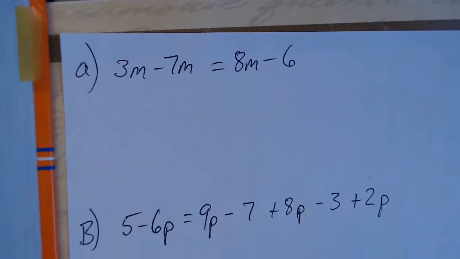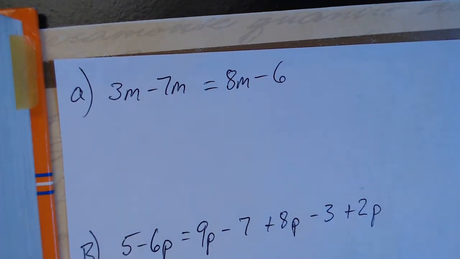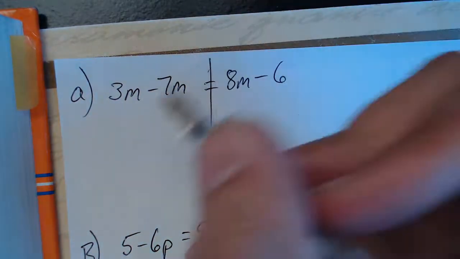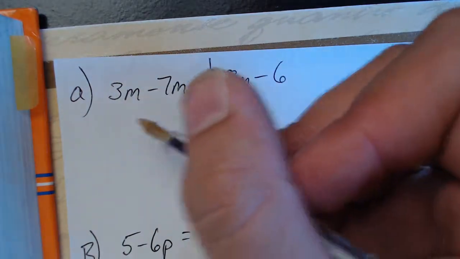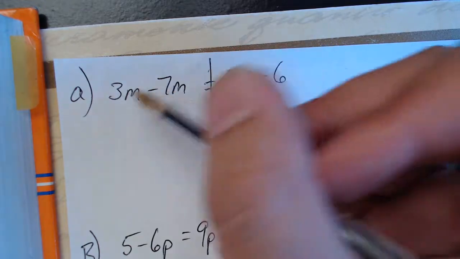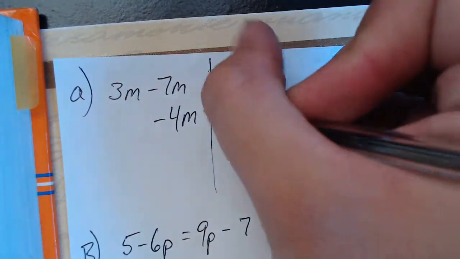So the extra step we're going to add is, before we even start solving our equation, we're going to simplify it or rewrite it by adding like terms. And we're going to do that separately on each side of the equation. So on the left side of the equation, we see if there's any like terms we can combine. And there are. We can combine 3 and negative 7. 3 plus negative 7 gives us negative 4m.